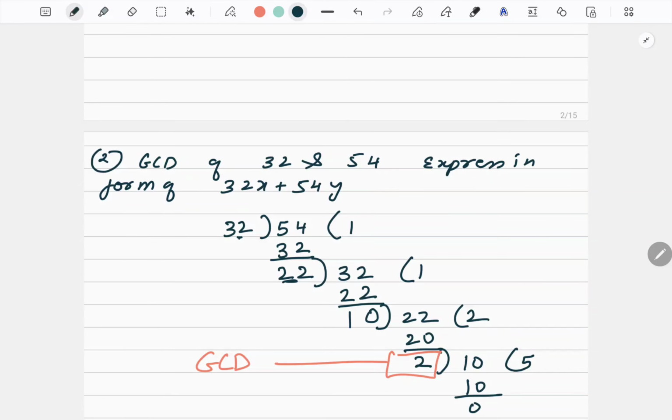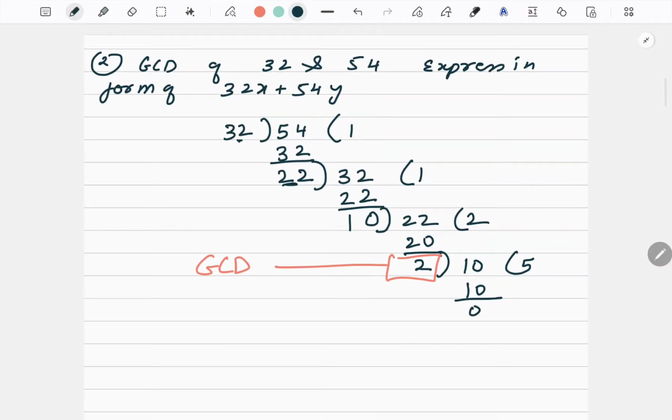Correct? This is a GCD. Now my second target, second part of the question, I need to express it as 32x plus 54y. Okay. So now let us start working on this. So what I told, start from the second one.